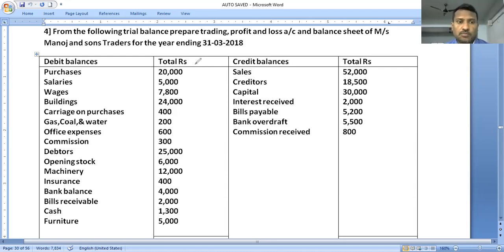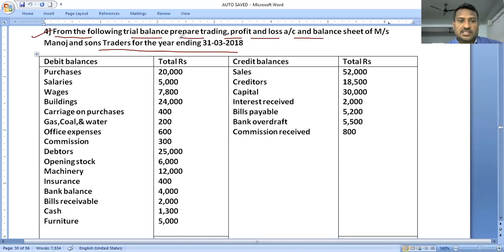The fourth problem is on your screen now. Let me explain it. Yes, let's begin the class. From the following trial balance, prepare trading and profit and loss account and balance sheet of Messrs. Manoj Traders for the year ending 31st March 2018.